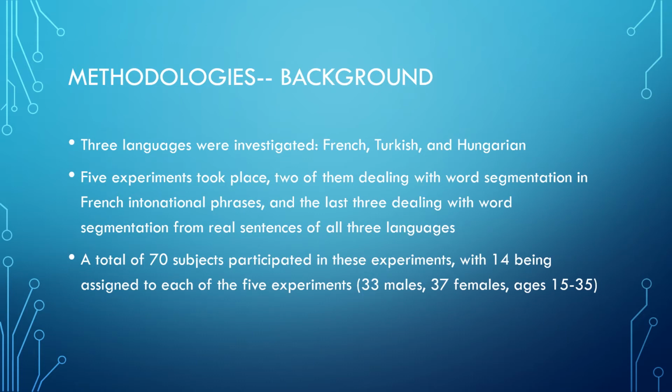To answer this question, the three languages that were investigated included French, Turkish, and Hungarian. Specifically, 5 experiments were carried out. The first 2 dealt with word segmentation in French intonational phrases, and then the last 3 dealt with segmentation from real sentences in all 3 languages. A total of 70 subjects aged 15 to 35 participated in these experiments, with 14 subjects being assigned to each of the 5 experiments. Also, a mixture of male and female subjects participated.